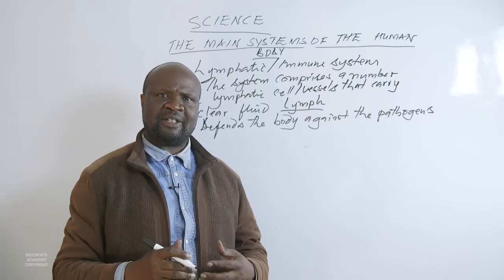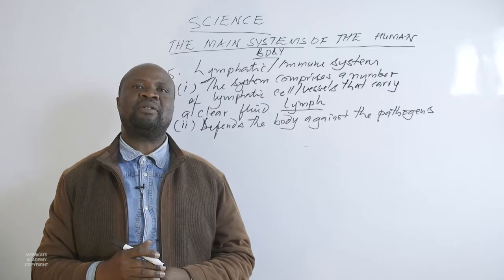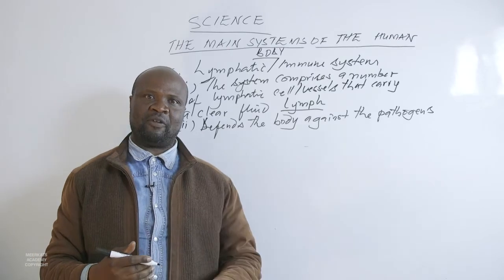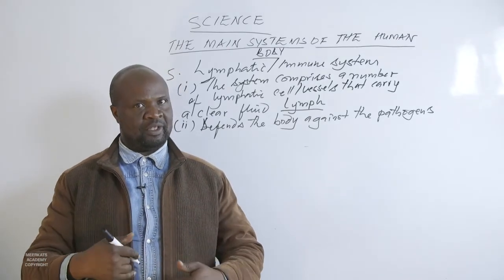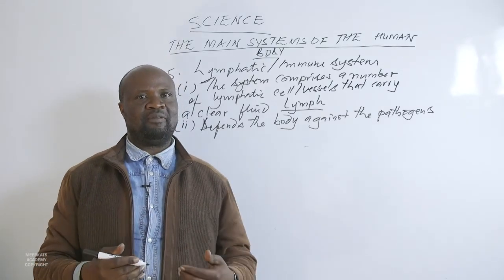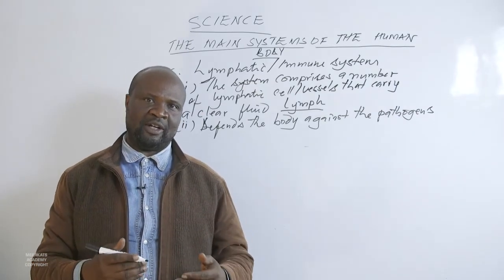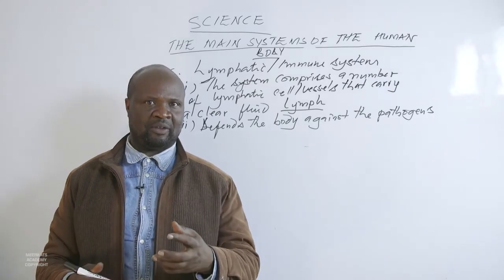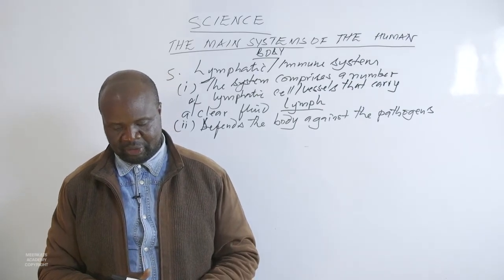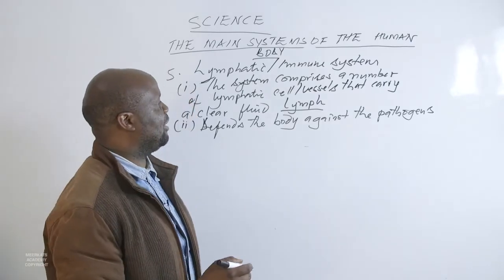When we talk about it, it defends the body against the pathogens. Pathogens are foreign bodies that are not compatible with a particular body. They are foreign bodies that are intruding within the body. So the work of the immune system is to produce this lymphatic fluid. The lymph fluid is well equipped to defend the body from the pathogens, foreign bodies that are trying to attack the human body. So it defends the body against the pathogens, viruses that might endanger the body.